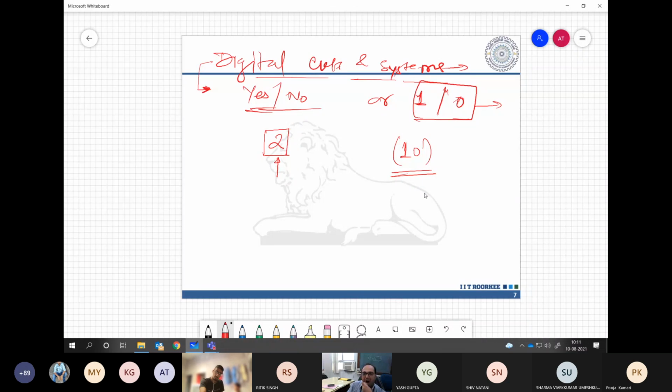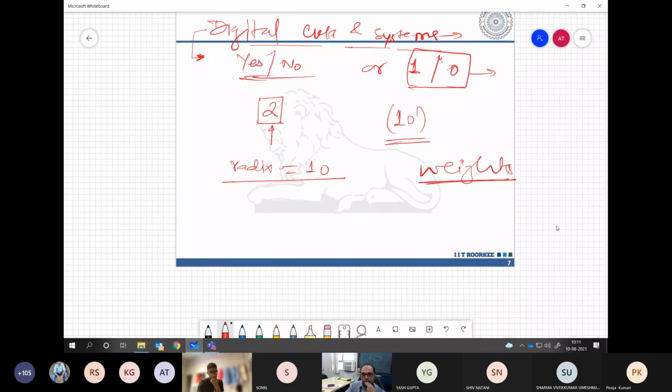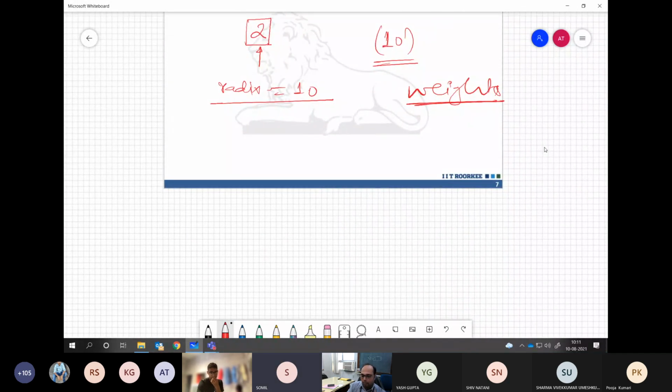Anyone? Sir, the radix is 10. Okay, what is radix? Sir, it denotes the weights, sir. Weights, okay. So which weights are you talking about? Sir, every bit is associated with a weight. The number of digits we use is 10. Correct. The number of different numbers available within a particular system.